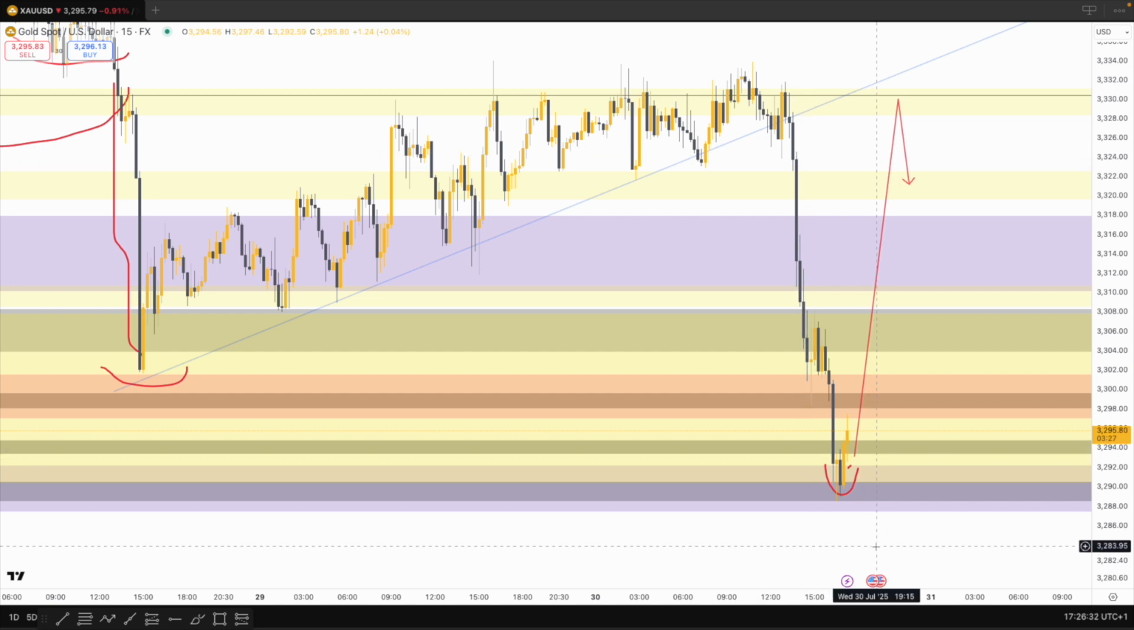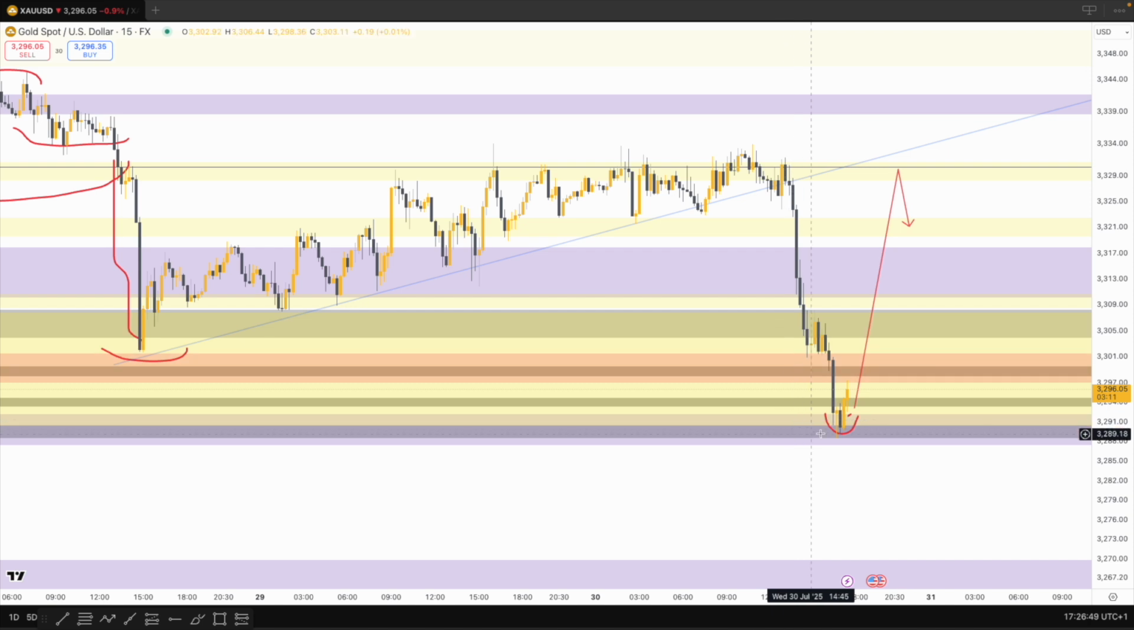Obviously, we do have NFP and other economic events that are going to take place that will indefinitely cause volatility and increased volume within the gold market. So we'll definitely be interested to see how that plays out on Friday. However, we are just going to anticipate that we are going to see a continuation of some bearish momentum from here on out, unless we then see price start to push up from this level onwards.